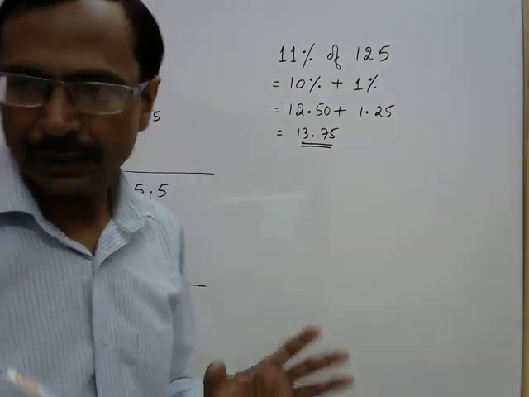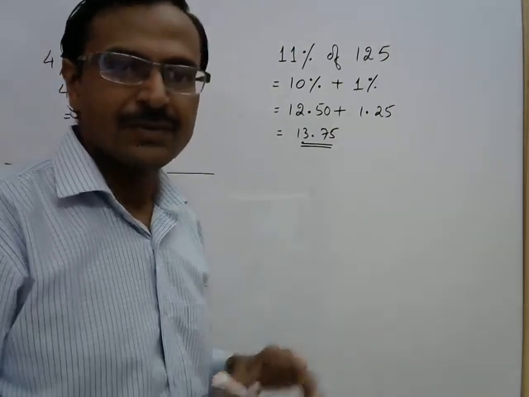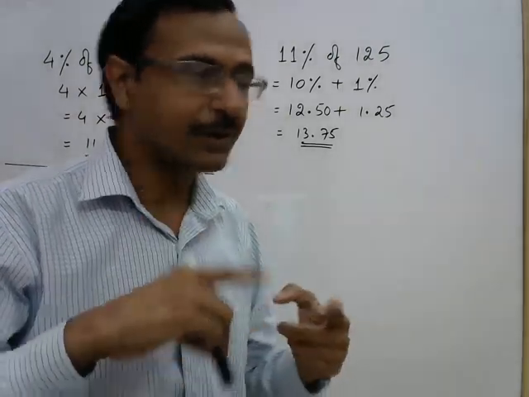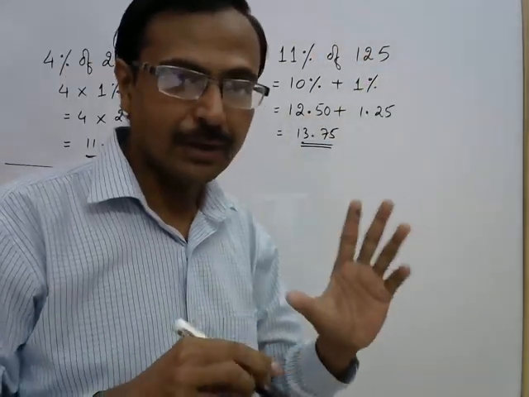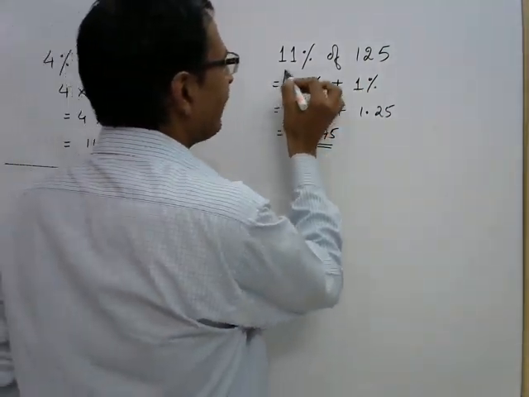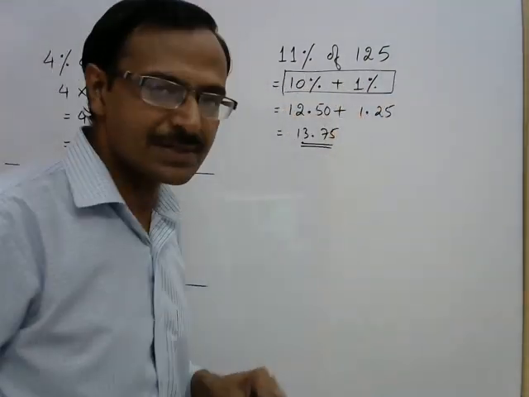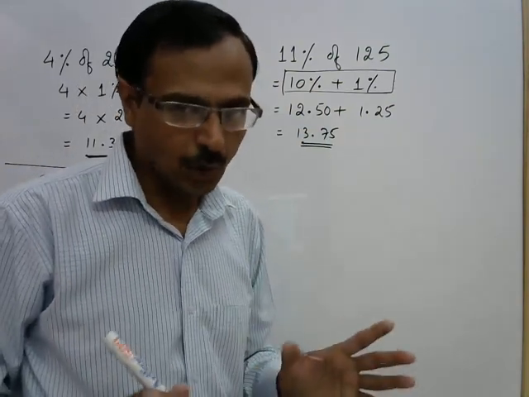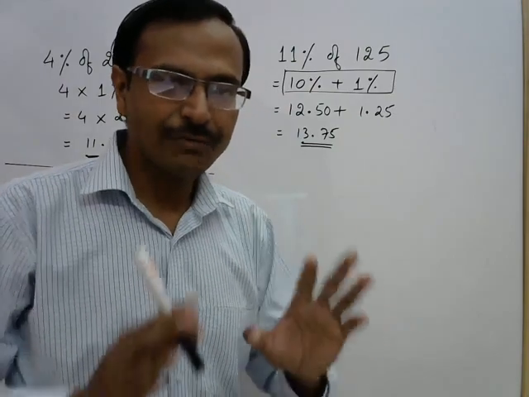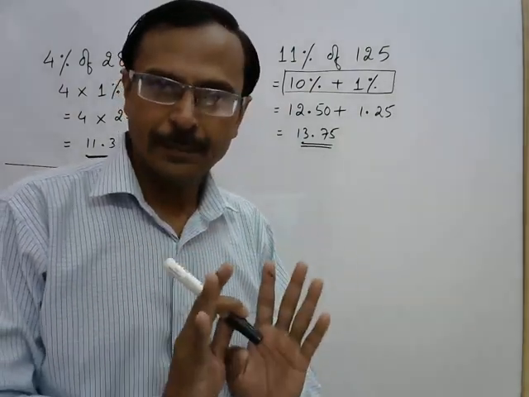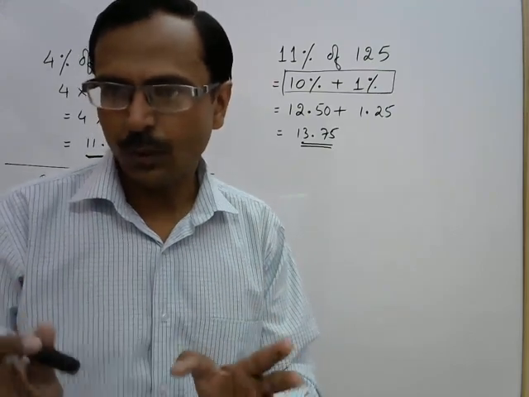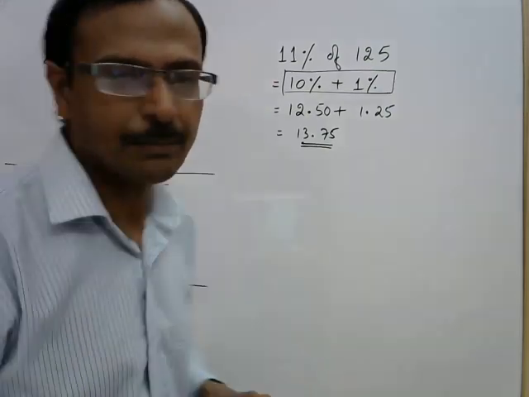So whenever you have to calculate 11%, never think of calculating 11 upon 100 into that number. That will complicate the problem. Rather, think of 11% as 10% plus 1%. And we all know what 10% is, we all know what 1% is. So it is just a matter of adding the two numbers and getting the answer. Okay, Tech Society, I think you want me to repeat it again. I'll take one more example.